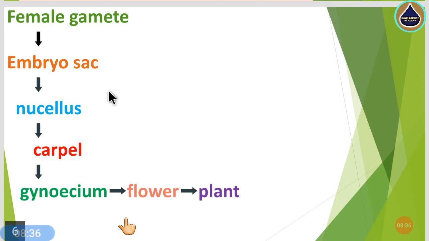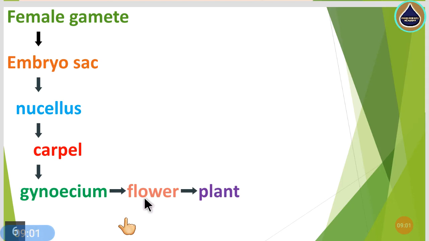The female gamete is formed in the embryo sac, and embryo sac is found in the nucellus, and nucellus is the part of the carpel, and carpel is the single unit or single member of the gynoecium. Gynoecium is the female reproductive whorl of the flower, and flower is the part of the plant. So I hope you have cleared in your mind. Let's see one more time.